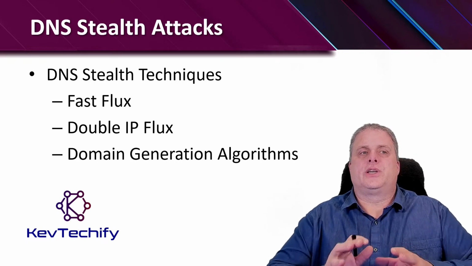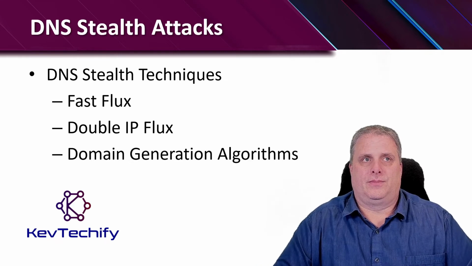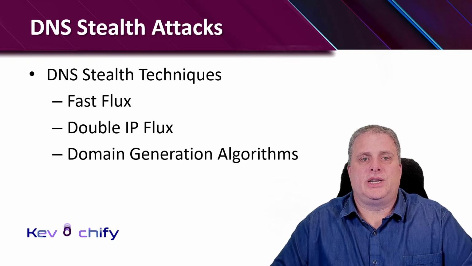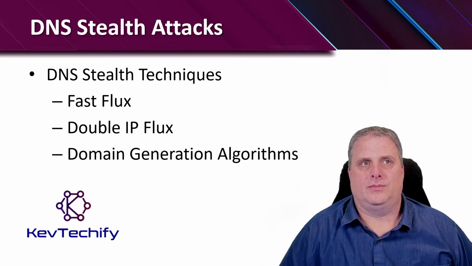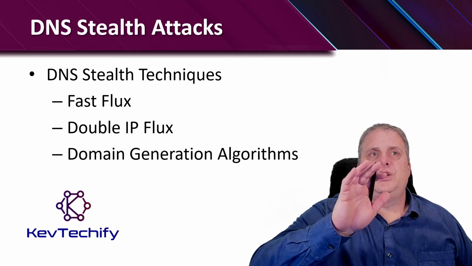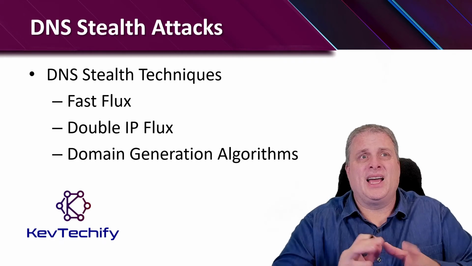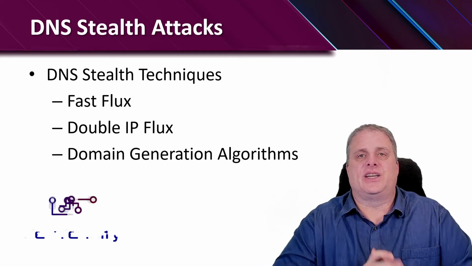Threat actors use a DNS stealth attack to hide their identity. The first method to do a stealth DNS attack is to use fast flux. Threat actors use this technique to hide their phishing and malware delivery sites behind quickly changing networks comprised of these DNS hosts.